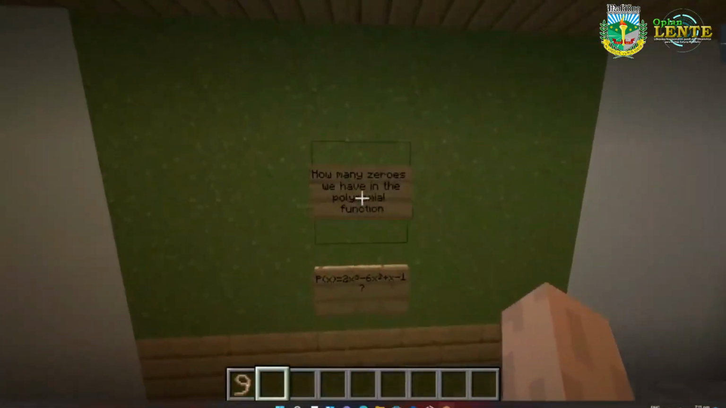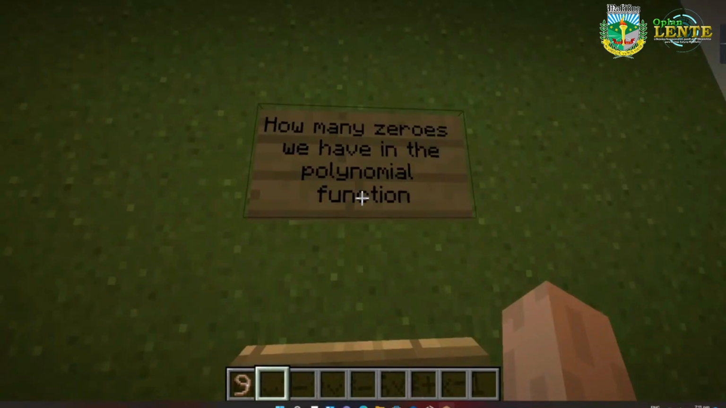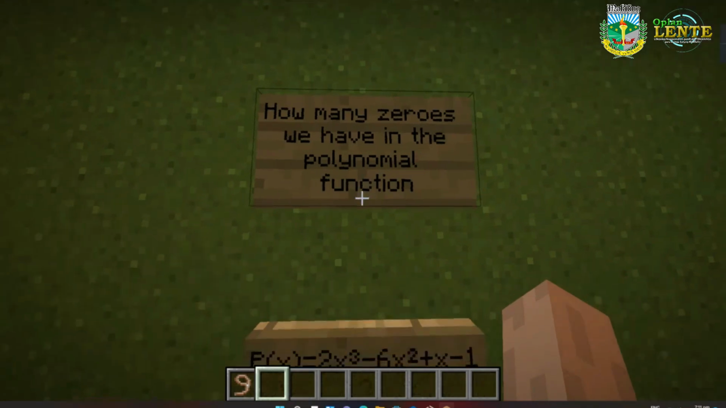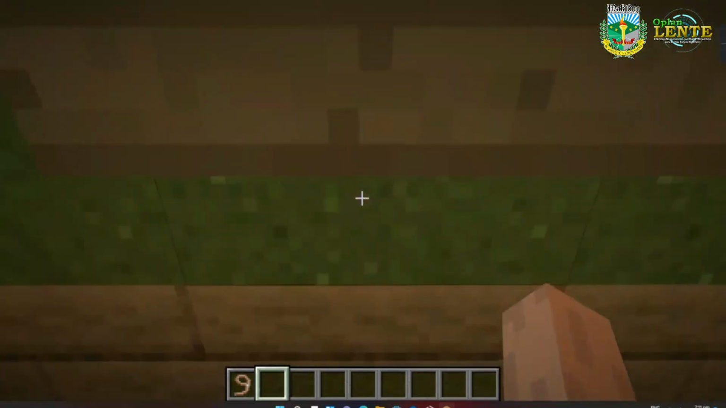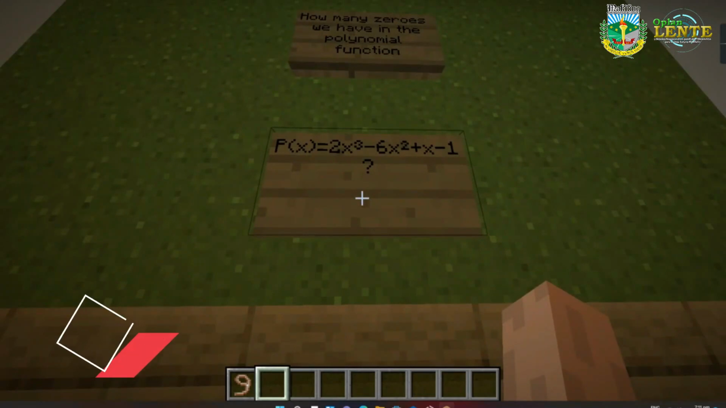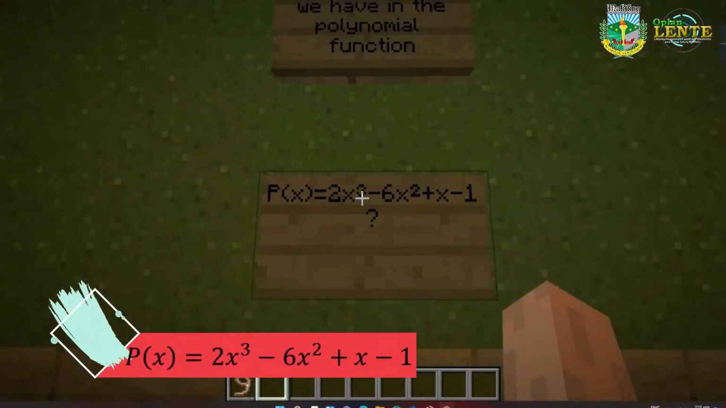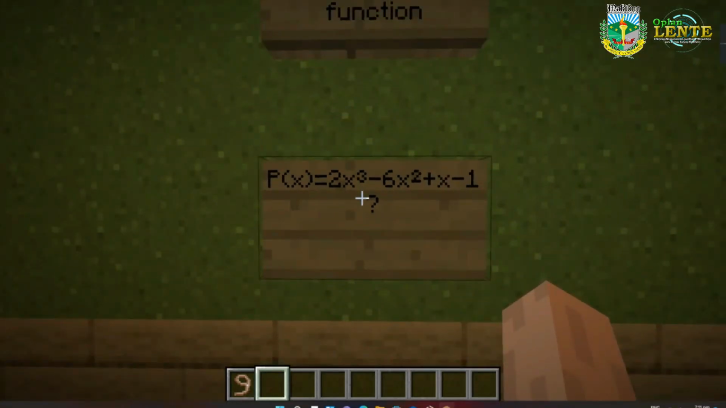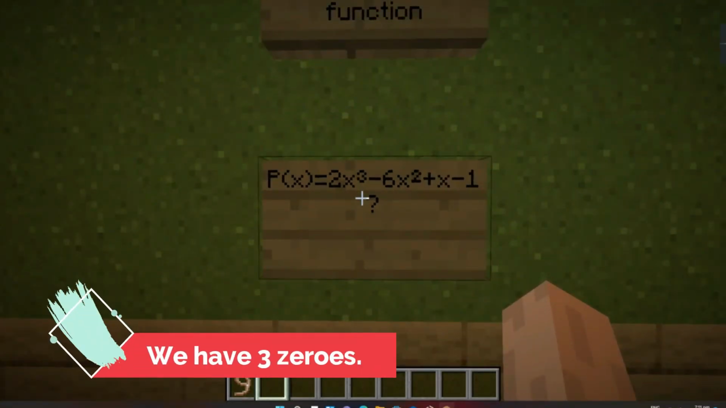Let us visit Sampaguita's room. On the board, we are asked how many zeros we have in the polynomial function p of x is equal to 2x cubed minus 6x squared plus x minus 1. Since the leading term is 2x cubed and it has a degree 3, therefore we have 3 zeros.